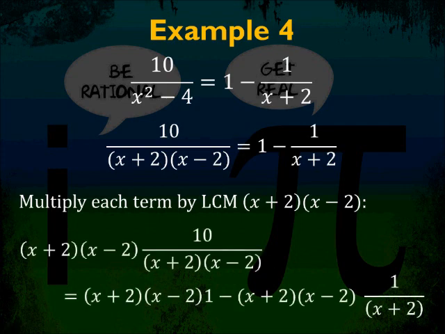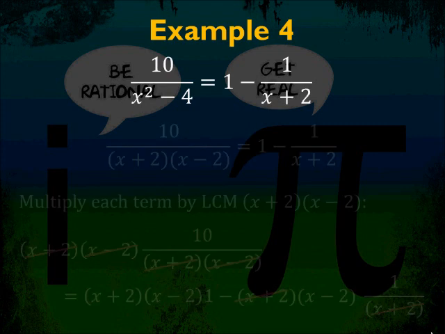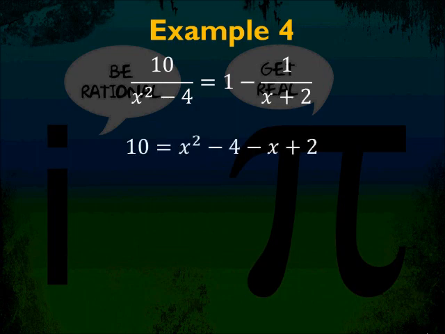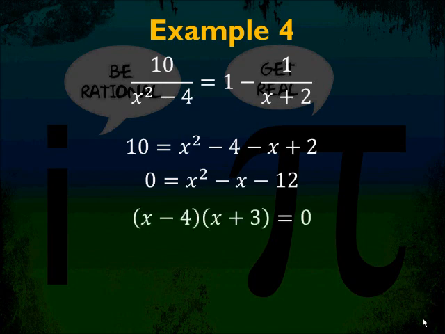So on the left side, the first term cancels out nicely. The x plus 2's are gone, the x minus 2's are gone, unsurprisingly. On the right, you have the x plus 2's gone in the last term. If you combine all that, you get 10 equals x squared minus 4 minus x plus 2. Alright, so now let's all combine like terms. You get x squared minus x minus 12. We factor that to get x minus 4 times x plus 3 is 0. And so x is equal to 4 or negative 3.